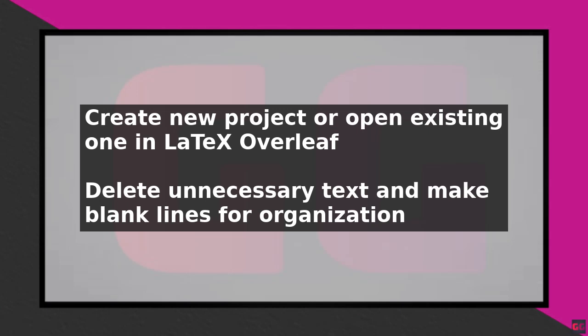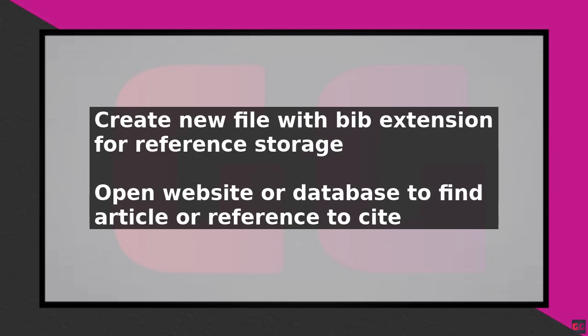Next, click on New File and give it a name, followed by the extension .bib. This is crucial, as the file will not work without it. After creating the file, open a website or database, such as Google Scholar. To find the article or reference you want to cite, search for the article, then click on the Cite or BibTeX option, which will open a new page with the citation code.